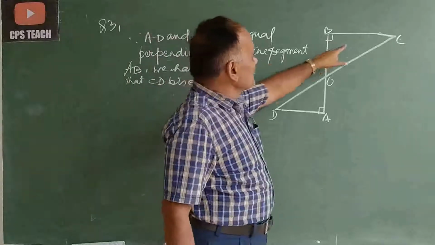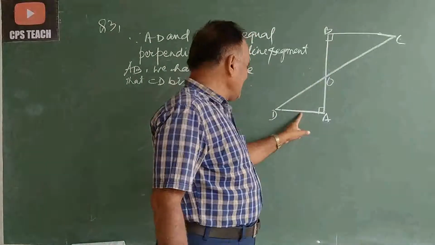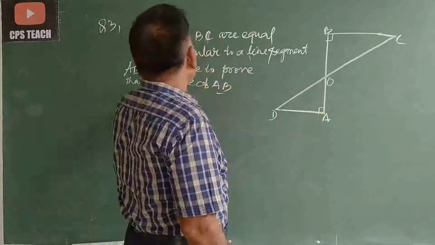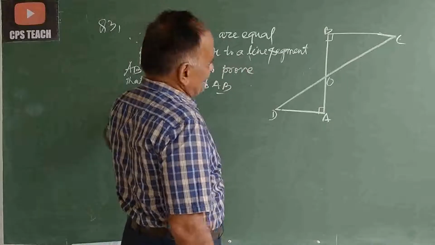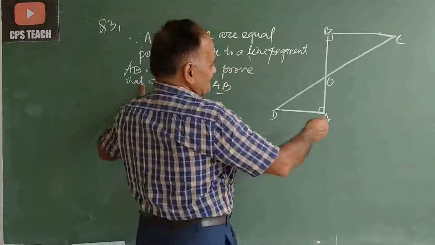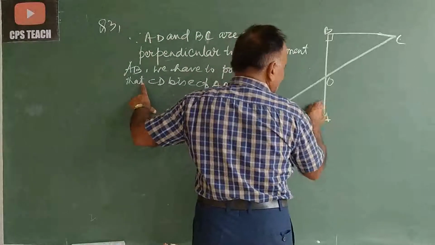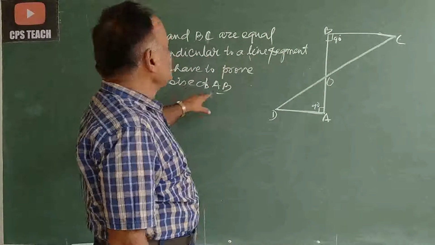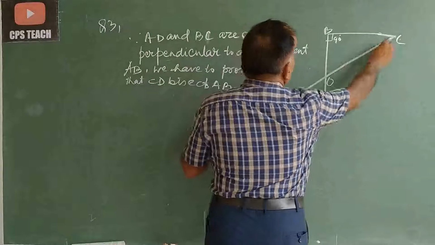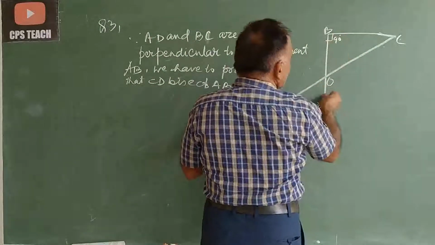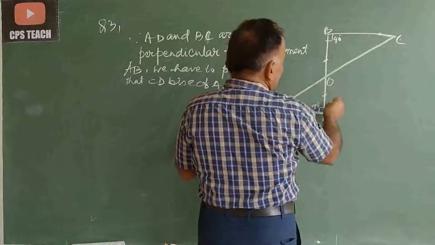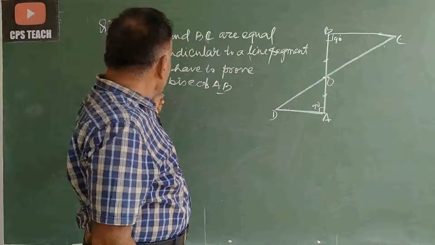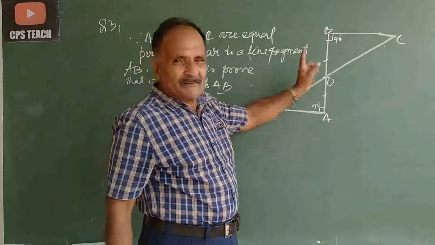ये दोनों के दोनों इक्वल परपेंडिकुलर हैं AD और BC, और लाइन सेगमेंट AB पे दोनों परपेंडिकुलर हैं, it means this is 90 degrees and this is also 90 degrees. हमें प्रूफ करना है CD bisect AB. This CD bisect AB, it means this and this, yani AO is equal to OB. If you prove this, then CD bisects AB.